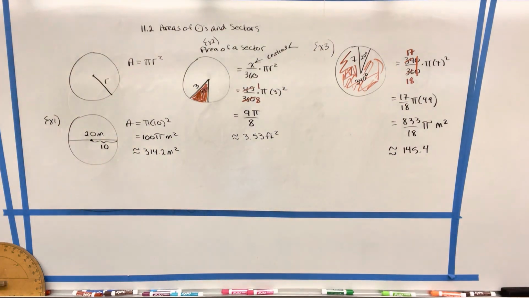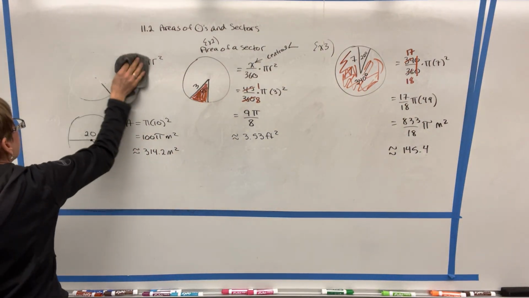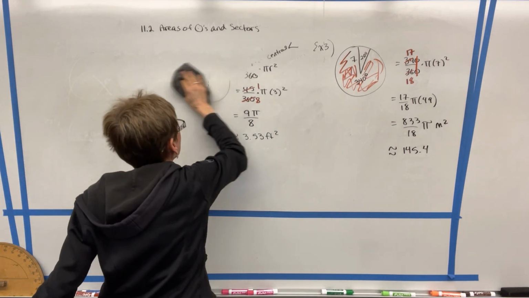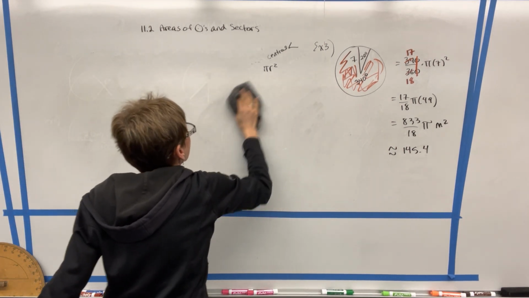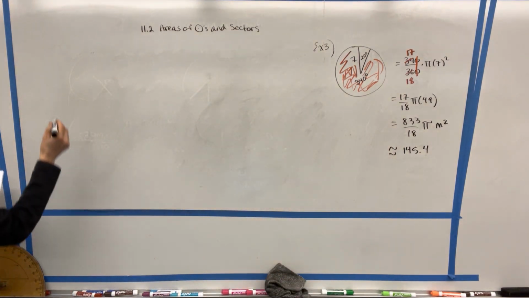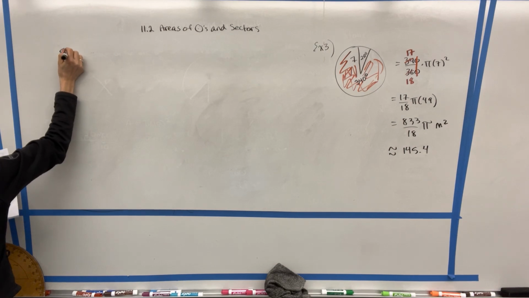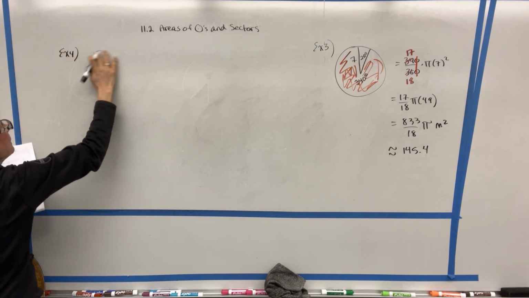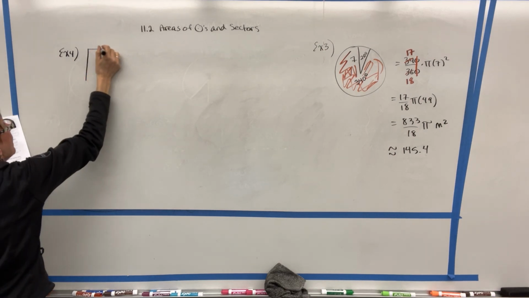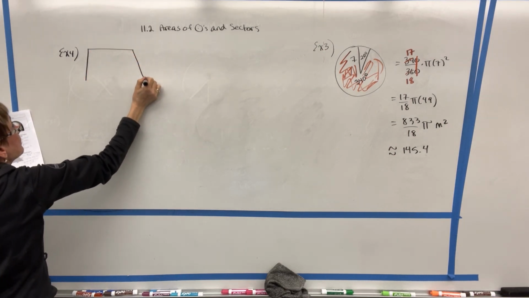So those are pretty traditional problems where you're either trying to find the area of the circle or the area of the sector. Now we're going to do two problems that are just a little bit more complicated. So two more examples. With example 4, I have a figure here that's got more than one shape to it.